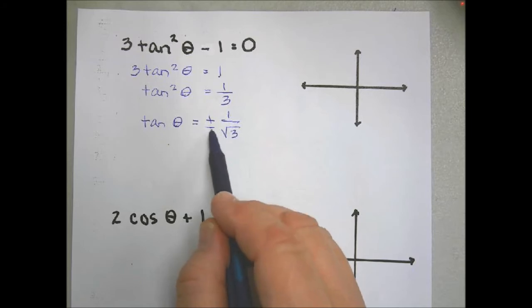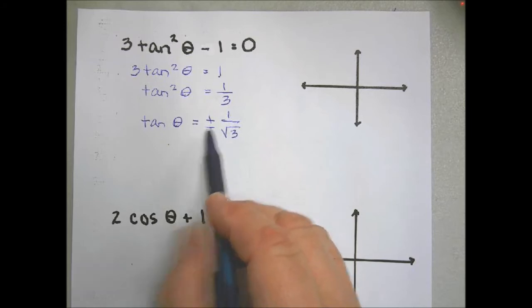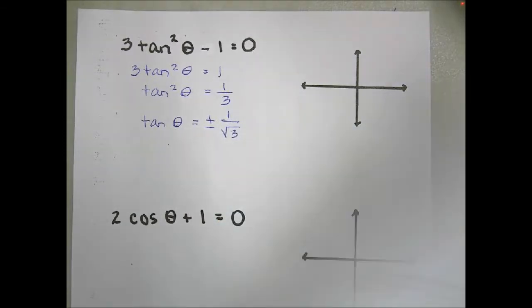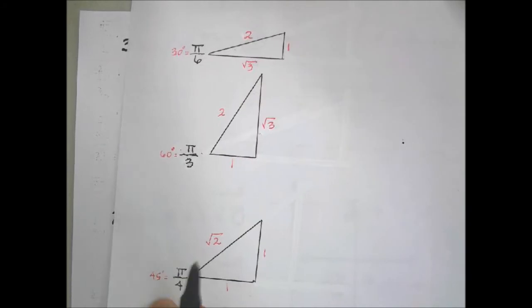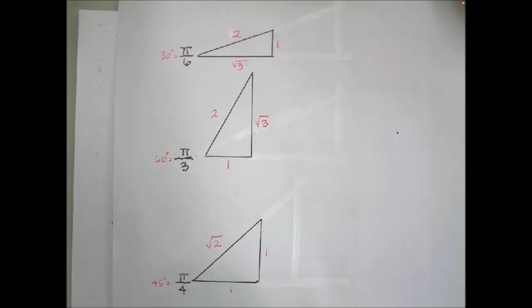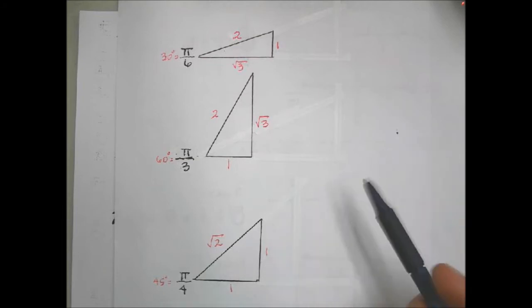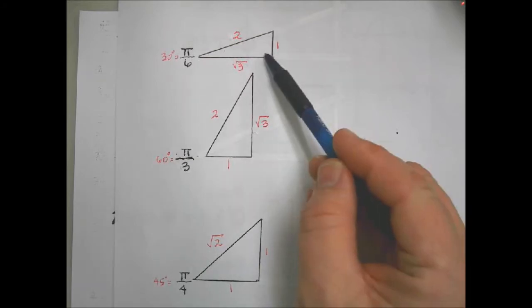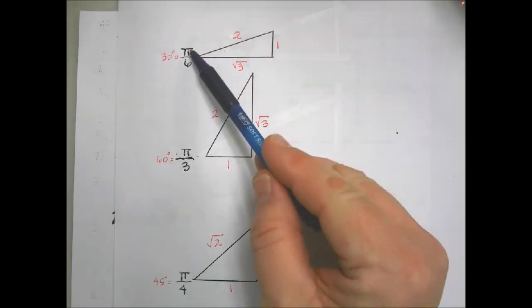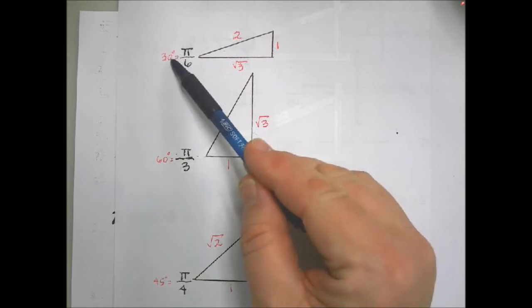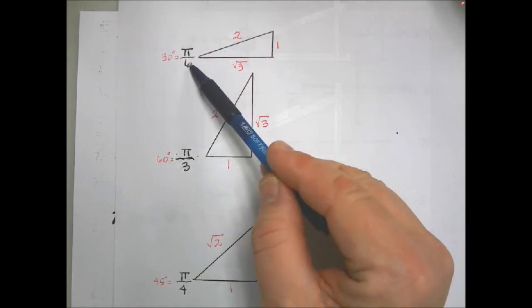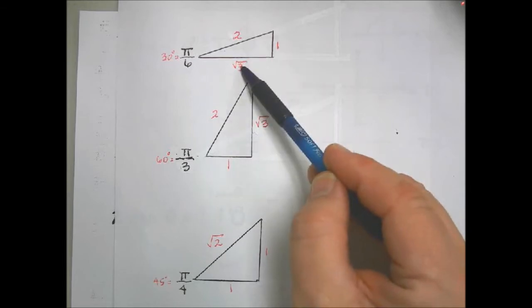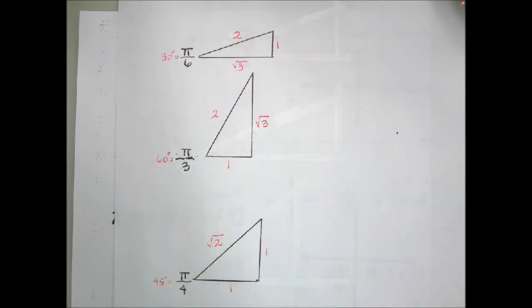We just have to figure out what's the reference angle that has a tangent value of 1 over square root 3, and that's where we go back to our triangles again. Which of these triangles has a tangent value of 1 over square root 3? Tangent is opposite over adjacent. And this is it right here, the pi over 6. In degrees, it's 30 degrees, but in radians, it's pi over 6. Opposite over adjacent is 1 over square root 3. So my reference angle is pi over 6.